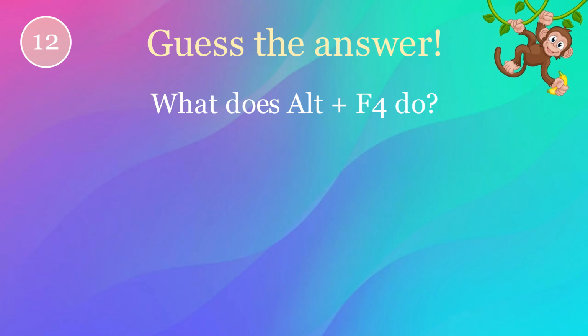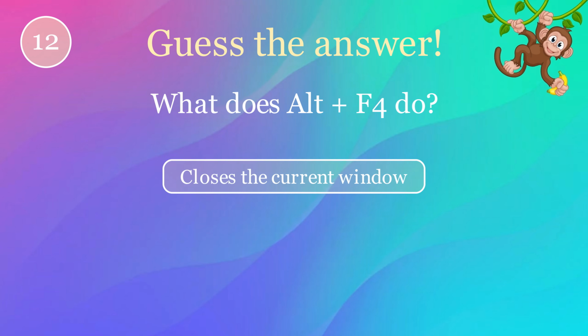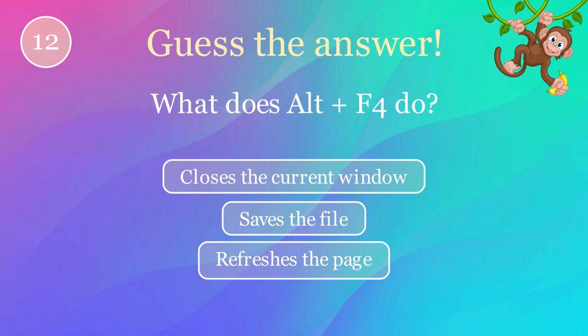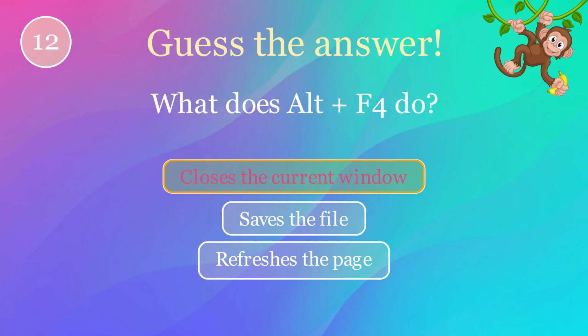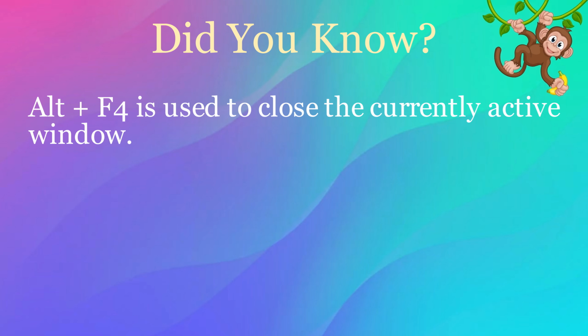What does Alt plus F4 do? Closes the current window. Saves the file. Refreshes the page. The correct answer is closes the current window. Here's an interesting fact. Alt plus F4 is used to close the currently active window.